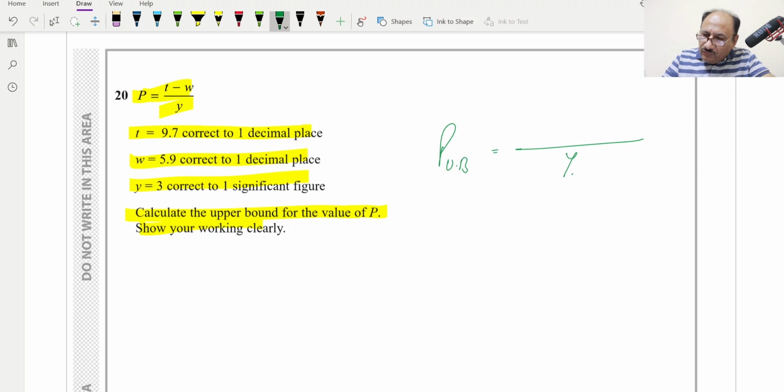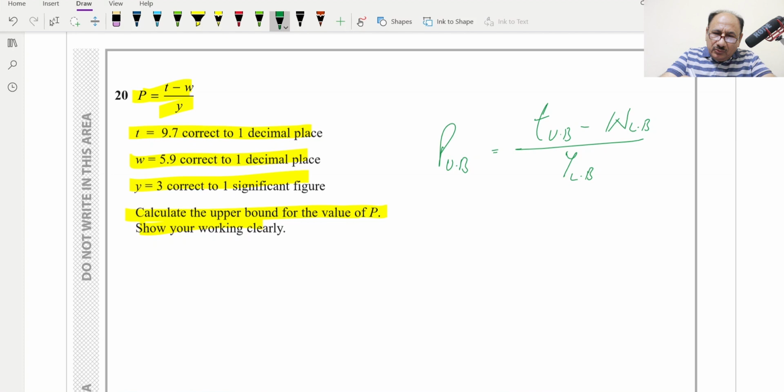So for the y value we will require the lower bound, and for the t value we require the upper bound, and for minus w we require the lower bound, because we require the numerator to be maximum. To get the numerator maximum, the t value should be the upper bound, and we should subtract from it the minimum one, so that we get a bigger numerator term, and we have to divide it by a smaller term, so that we'll get the maximum answer.